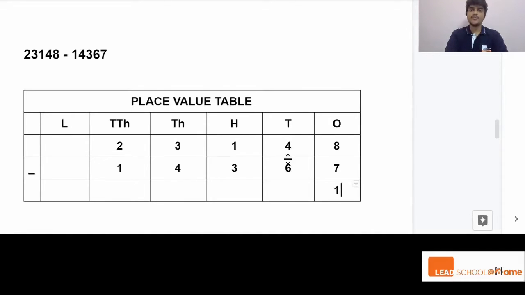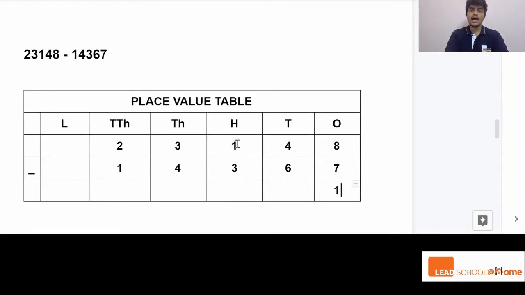Next we go to the tens place. In the tens place we have 4 minus 6. But can we do 4 minus 6? Can we remove 6 from 4? We can't do that. So now what do we have to do? We will have to take a borrow from the next highest place value. In the next highest place value we have 1.